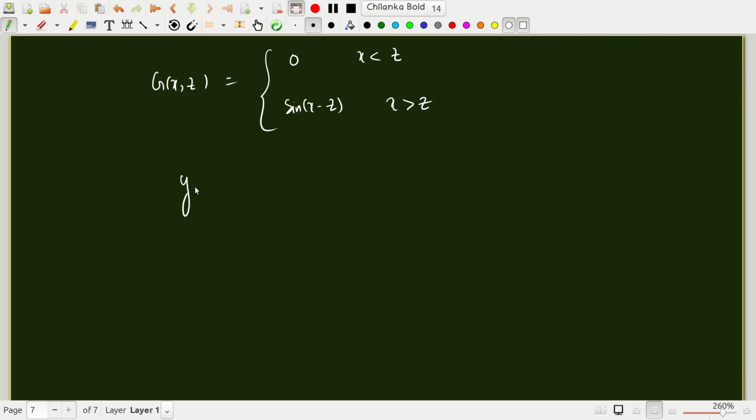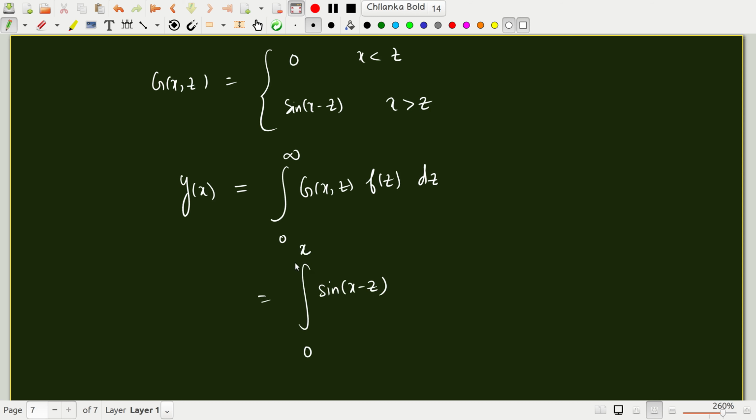So again, the solution to the differential equation is y of x is, there is no upper bound in the domain, so we can take it as infinity, integral of g of x z f of z dz. And g of x z is sin of x minus z. Okay, and 0 to x. I'm sorry, this is 0 to x, and the lower bound is 0.